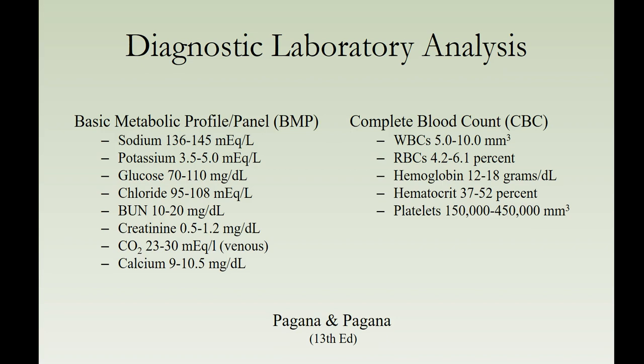So you've heard about a CBC. The white blood count, 5 to 10. You can remember that. That's easy. The red blood count, it's a percentage, 0.2 to 6.1. The hemoglobin and the hematocrit, that might be something that you're going to hear about more. And it does vary a little bit with sex between men and women. So the hemoglobin, 12 to 8.